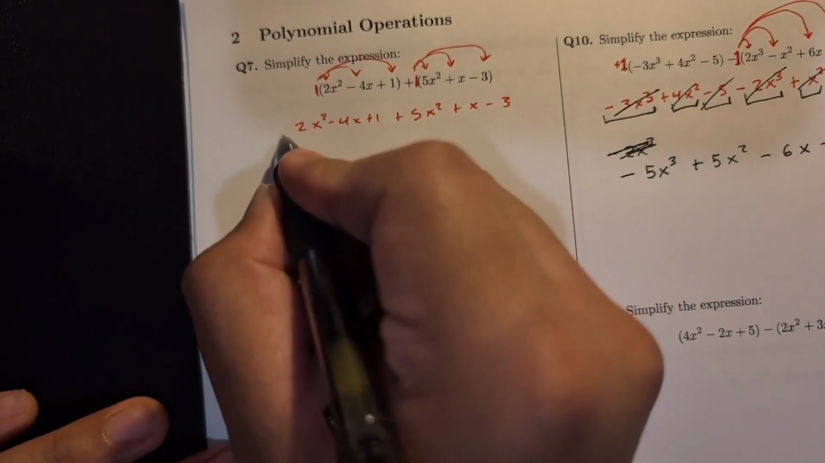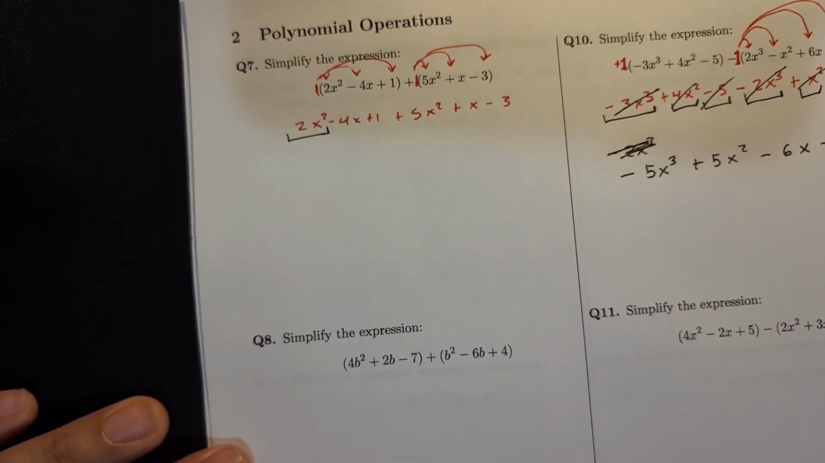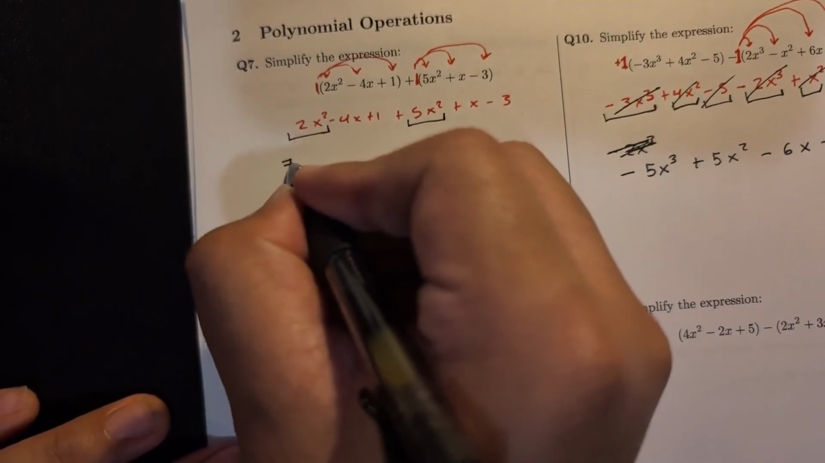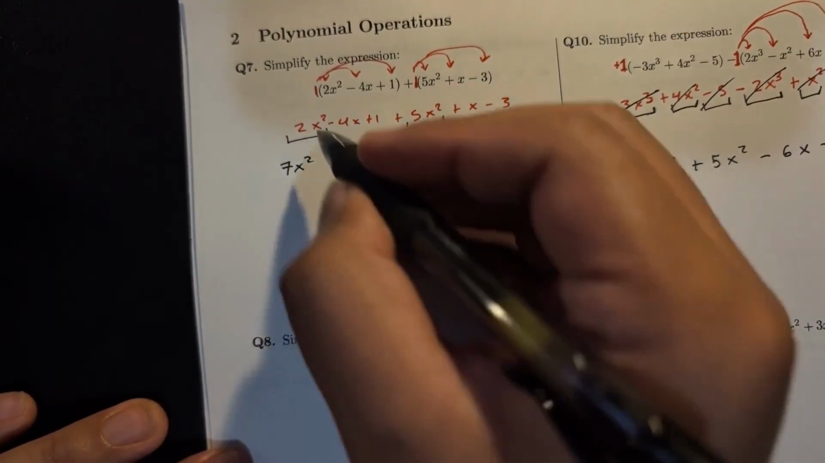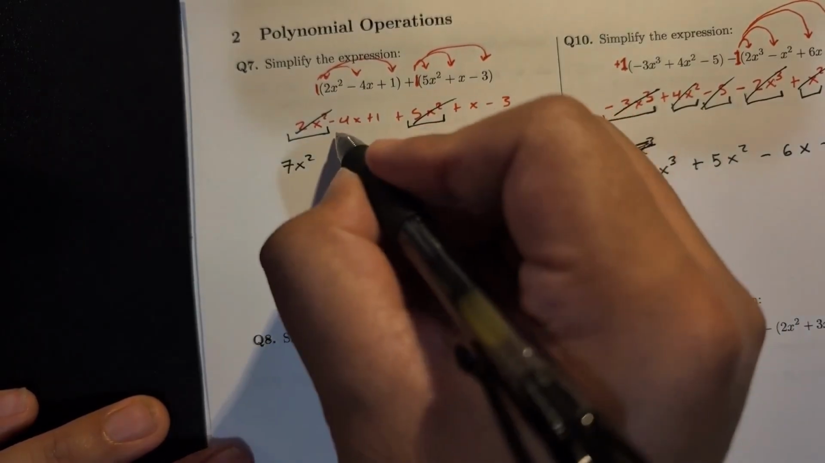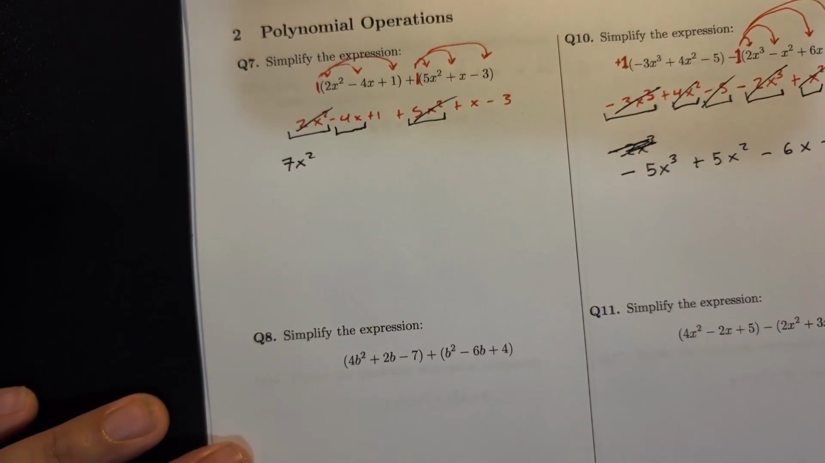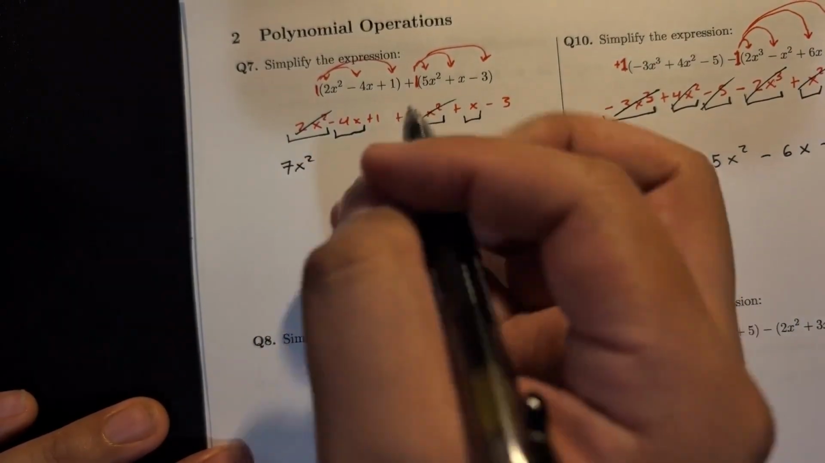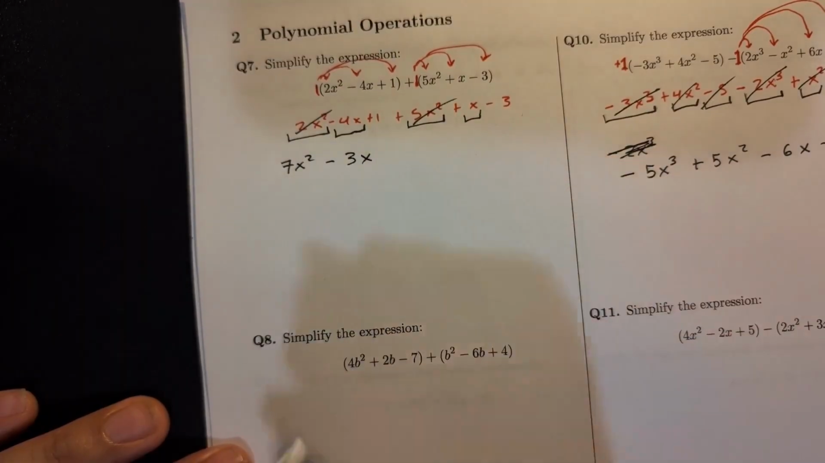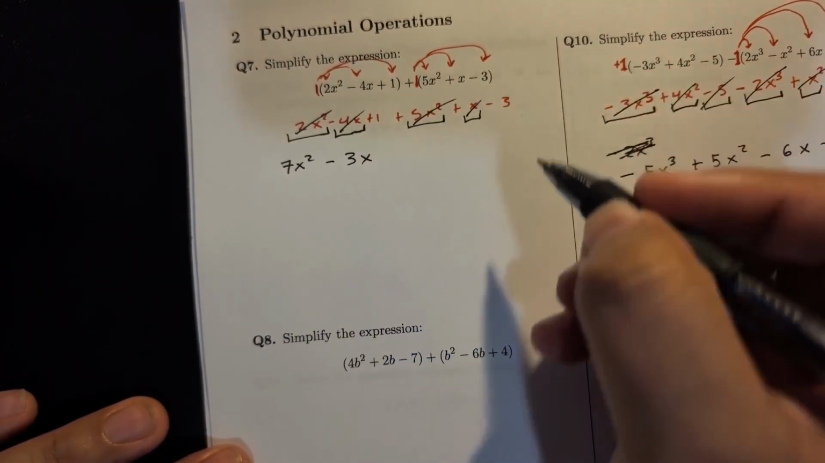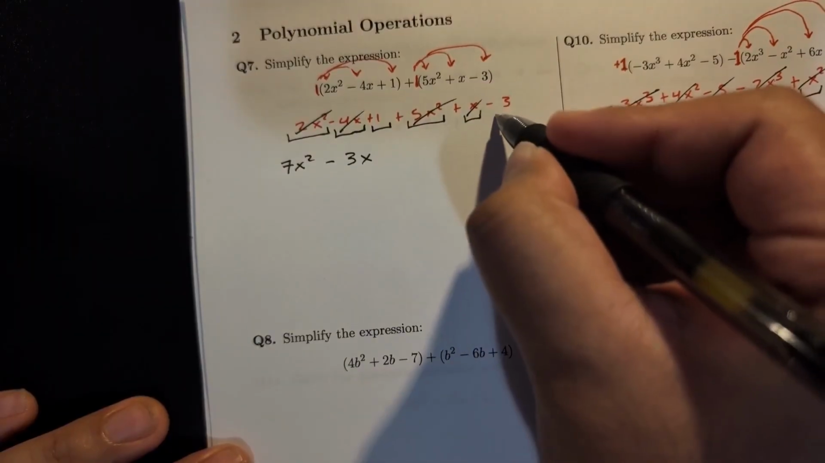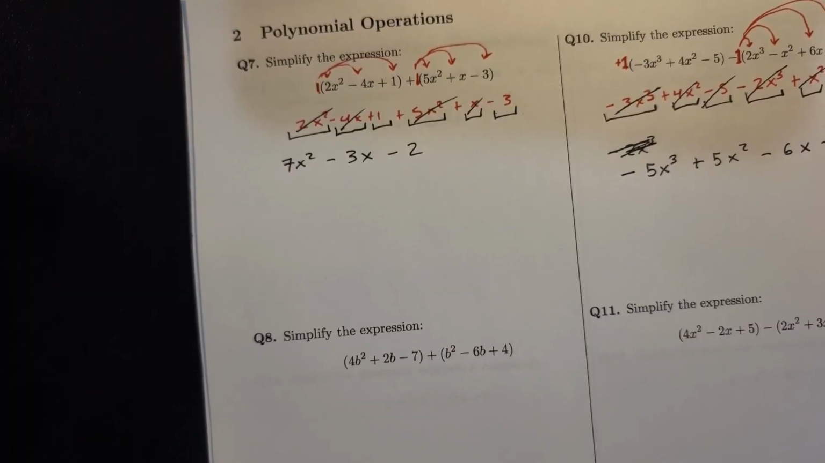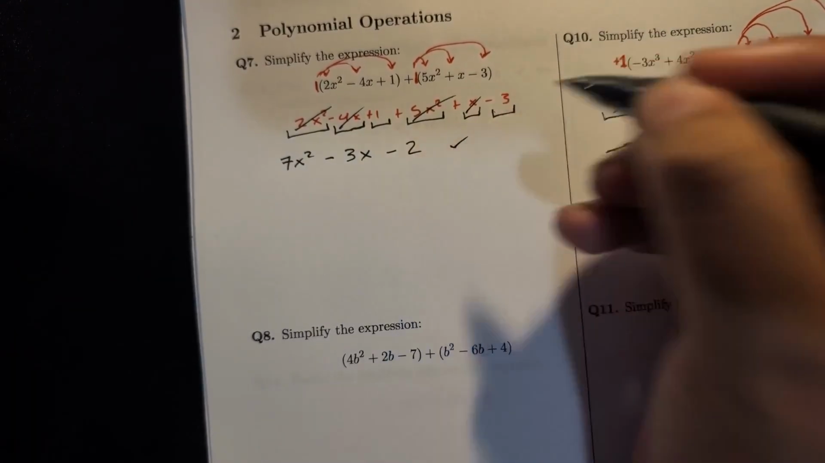Now we can combine like terms. This 2x squared, I can combine it with this other x squared to get a total of 7x squared. Cross that off. There's negative 4x. I can combine it with this 1x. Negative 4 plus 1 gives me negative 3x. Cross that off. 1 minus 3, I get negative 2. Okay, so that would be it.